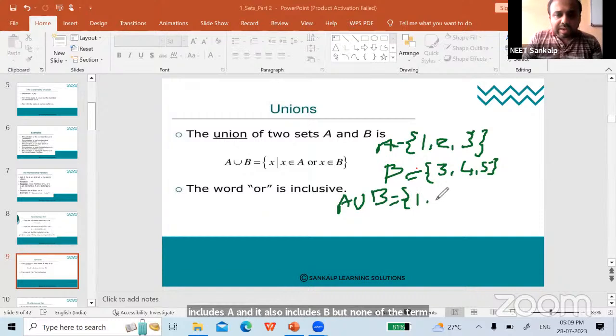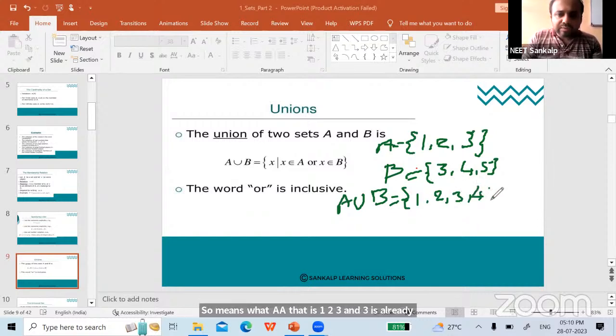So what does that mean? A is 1, 2, 3, and 3 is already present in A. So from the set B, that 3 should not be included, that is 4 and 5. So total A union B is what? 1, 2, 3, and 4 and 5.